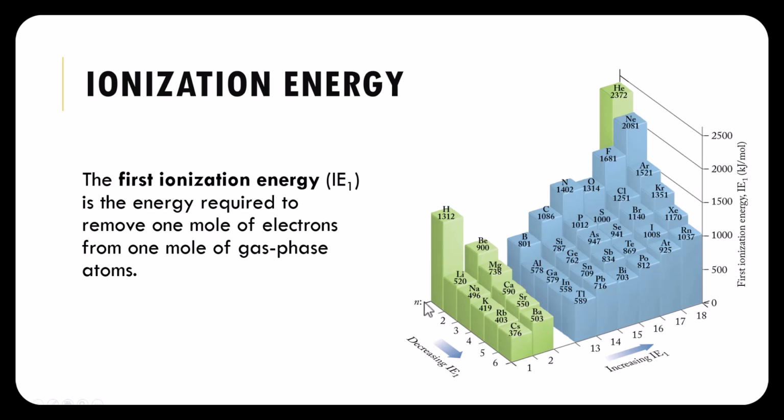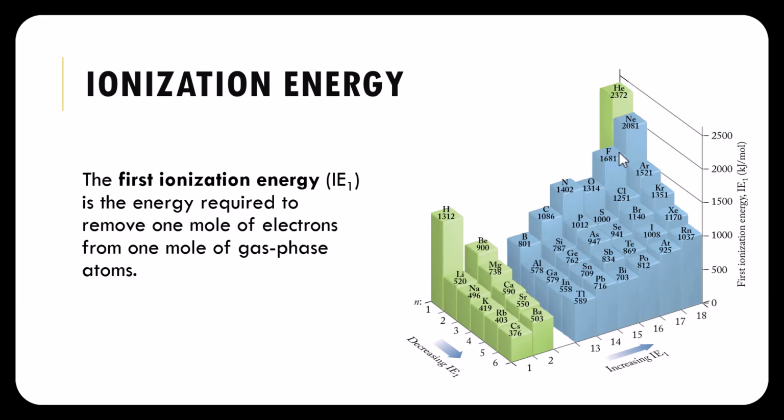As we move left to right, overall, right? There are some exceptions in here. But generally, as we move from left to right, the ionization energy increases. So over here on the left-hand side of the periodic table, pretty low. Over here on the right-hand side of the periodic table, pretty high. So why would that be?